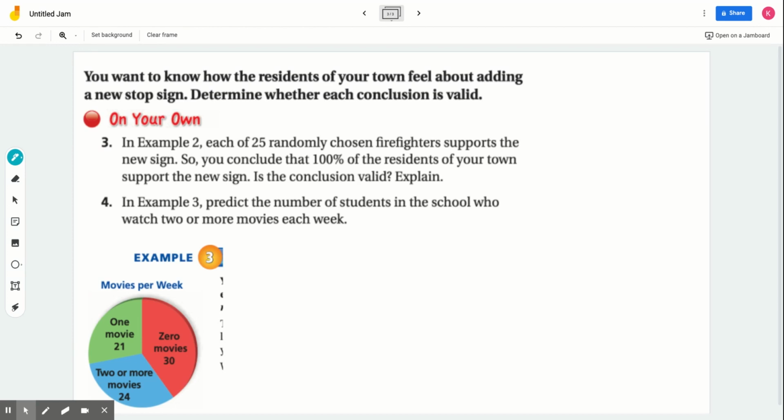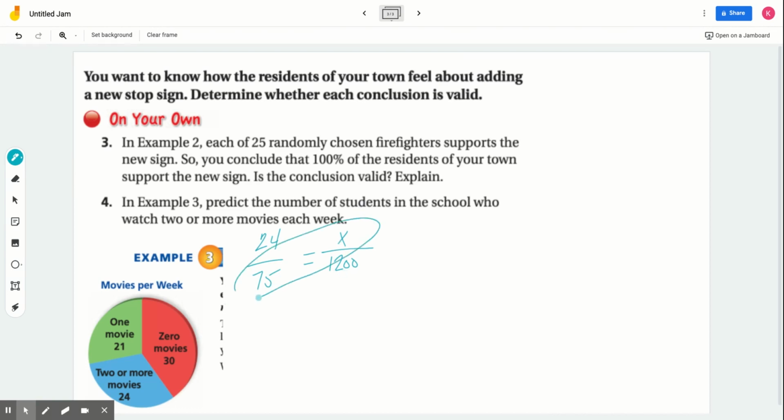Number 4, in example 3, predict the number of students in the school who watch 2 or more movies each week. So I believe that there were 1,200 students in the school. So we need to find out how many out of 1,200 would watch 2 or more movies. Well, here we can see that there are 24 students surveyed that watched 2 or more movies out of a total of 75. So 24 out of 75 of our sample watched 2 or more movies per week. How many out of the whole school would that be?